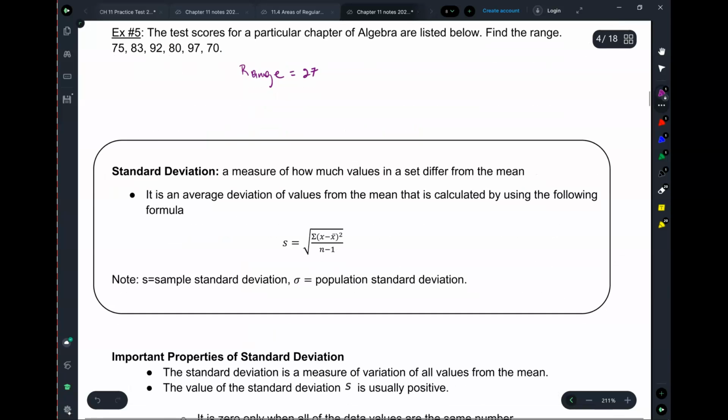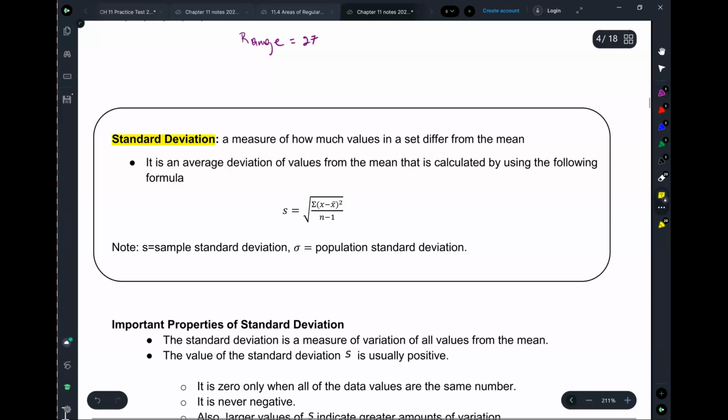Now, standard deviation. This is very, very important, because lots of things we're going to do later are based on standard deviation. Standard deviation is basically how much values in a set differ from the mean. For example, if the average on a test was an 83, how far away is everybody's test score from the 83? That's standard deviation. If they're all very close to the 83, that's one thing. If they're very far, that's another thing.